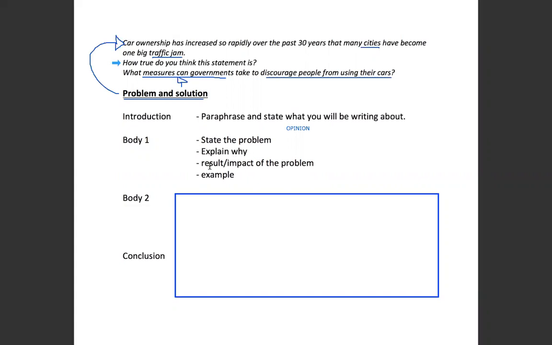We explain why this is a problem. Okay, so why are traffic jams a problem? Then we can discuss the impact of this problem. Okay, so the impact is that people maybe get to work late, there's too many cars on the road, people can't drive fast enough, there may be more accidents. And then we can give an example of maybe different cities that this is a problem in.